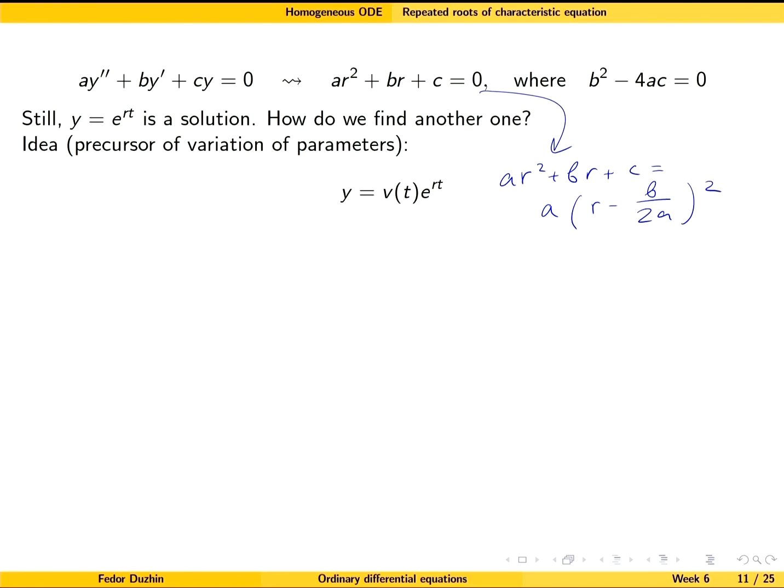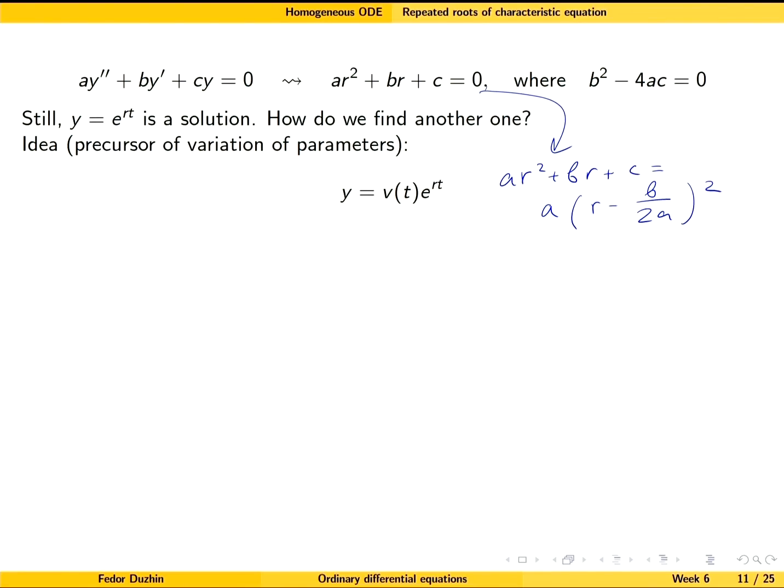But then if r is that repeated root, which means b over 2a, then e to the rt is still a solution, right? But theoretically, we know that there must be two linearly independent solutions. So where do we get the other one? We know one of them, so how do we construct the other one? And of course, I could just tell you the right answer, but it is much more interesting and much more useful for your learning to go through this kind of method step by step, so in order to see how it was obtained.